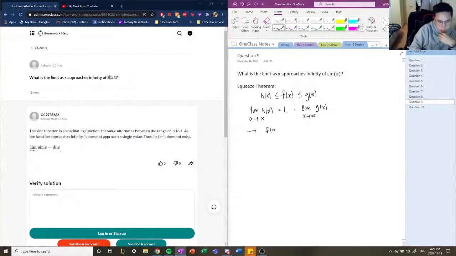that the limit of f of x as x approaches infinity also equals L. This is what the squeeze theorem suggests. It is also called the sandwich theorem. We're going to use this theorem to try to find the limit of sine x. If the limit as x approaches infinity of h of x and the limit of g of x as x approaches infinity do not equal the same number, that means the limit does not exist.